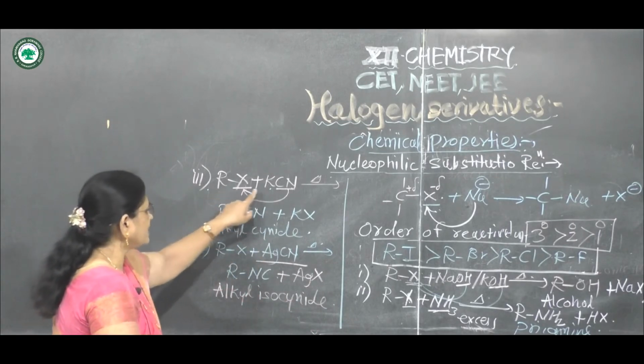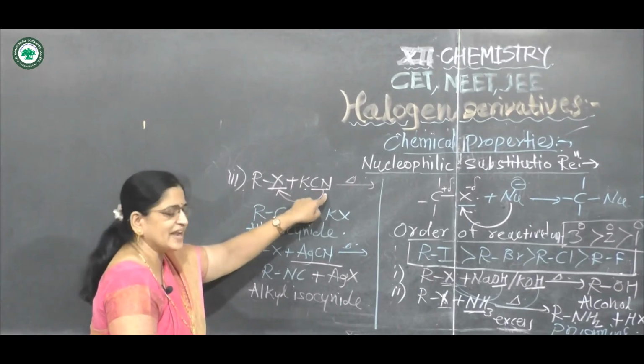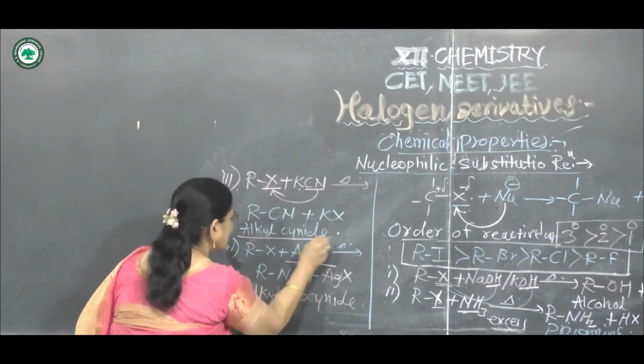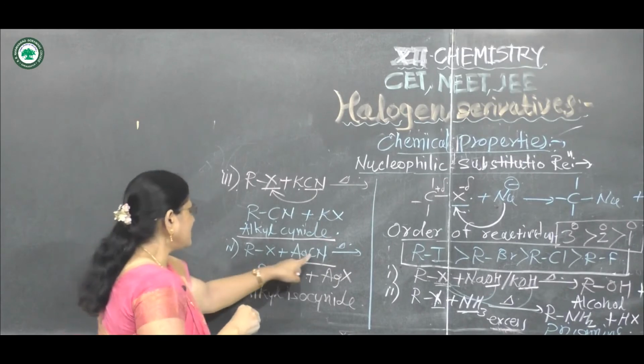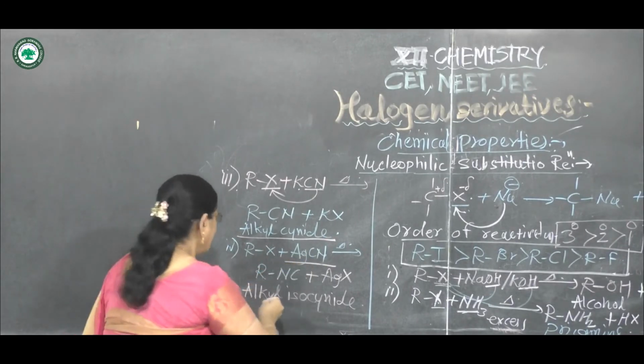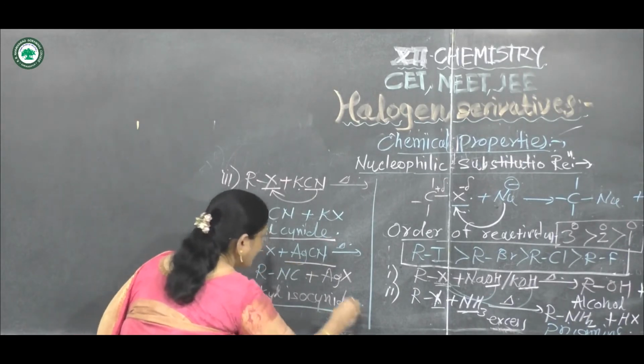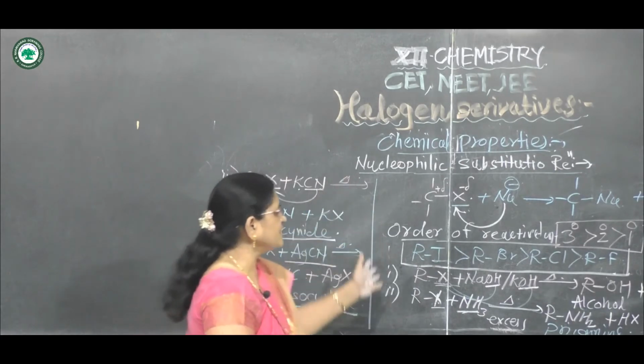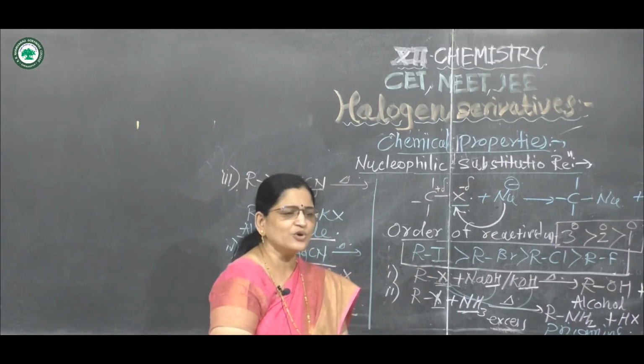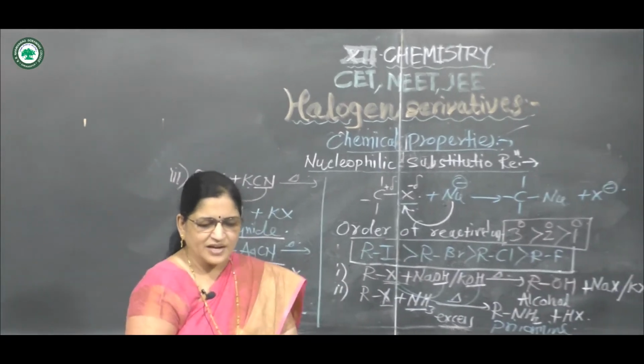There are two different products. If this reacts with potassium cyanide, then it forms which product? Alkyl cyanide. And if this reacts with silver cyanide, then it gives which product? Alkyl isocyanide. These are some examples of this nucleophilic substitution reaction.